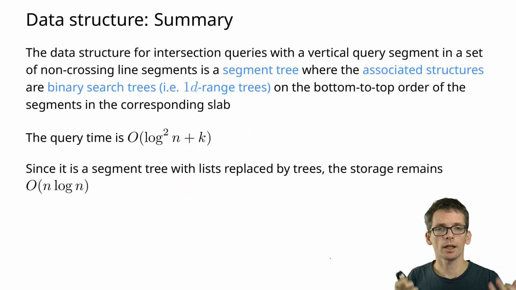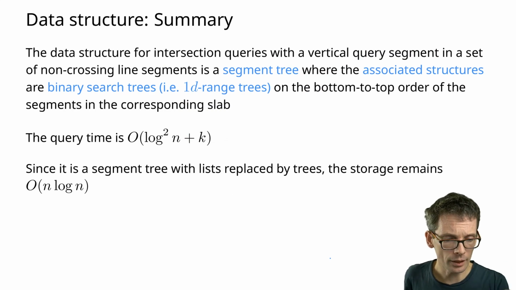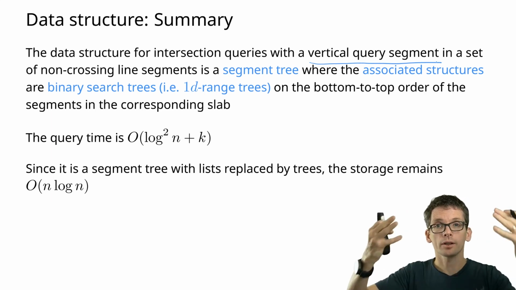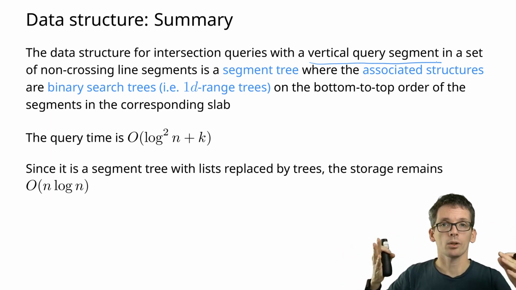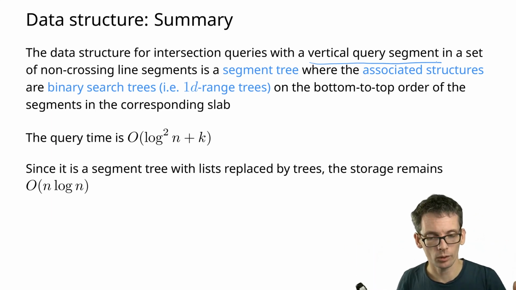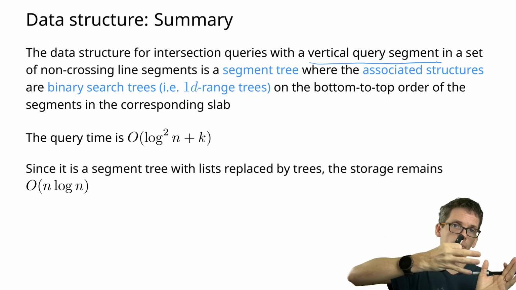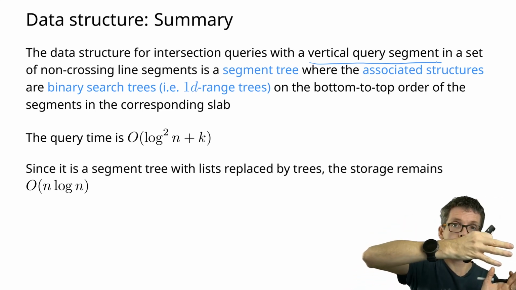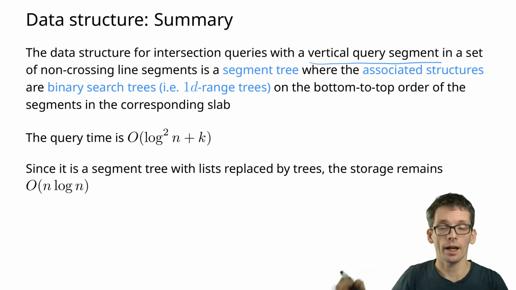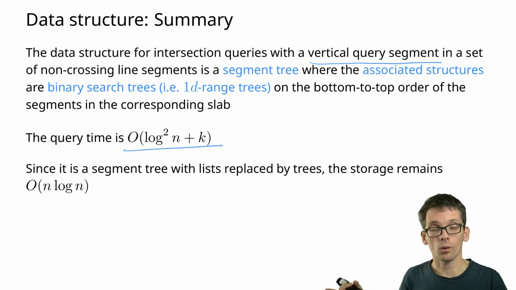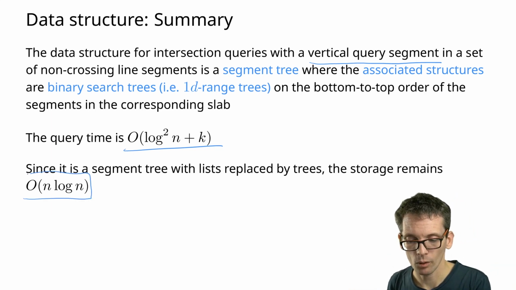So to sum up what our data structure is, a data structure for querying line segments, arbitrary line segments, non-crossing, with a vertical query segment, we use a segment tree as main data structure, binary search trees, or stated differently, 1D range trees as associated data structures. In the associated data structures, I use a bottom to top order. In the main data structure, I use the X order, and this will give me a query time of log squared n plus k, and the storage remains order n log n.